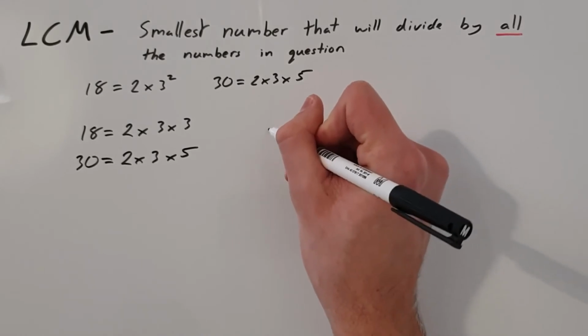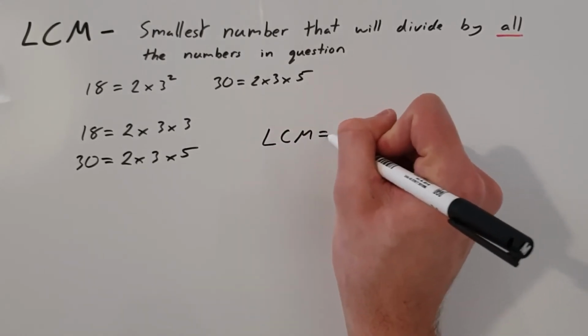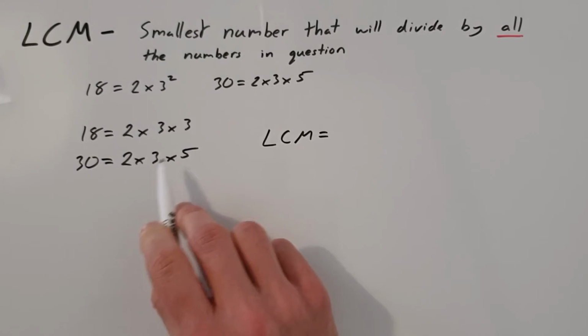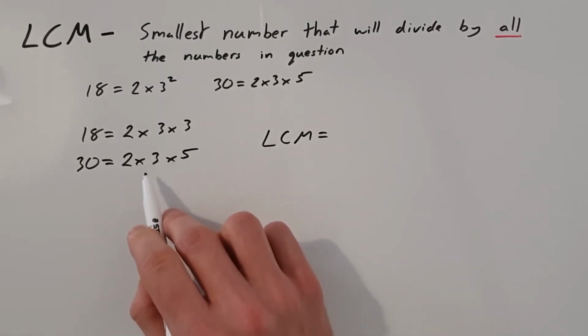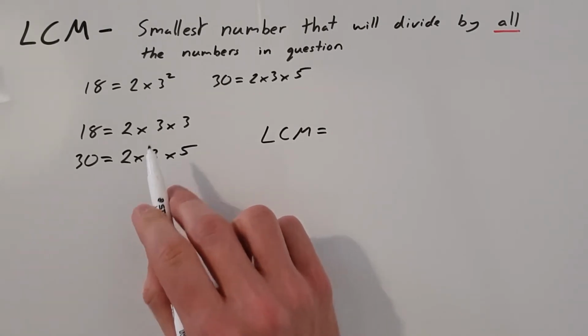And now what we want to do, if you want to find the lowest common multiple, we essentially pick all the numbers that make up this. But what we then do is we exclude some numbers which already appear in the other list.